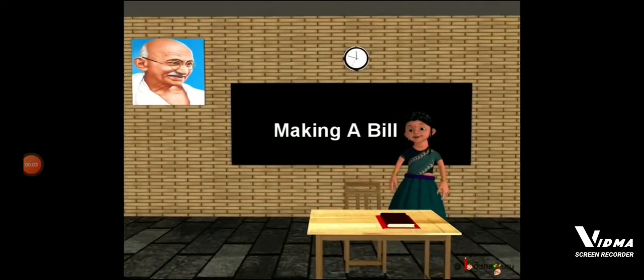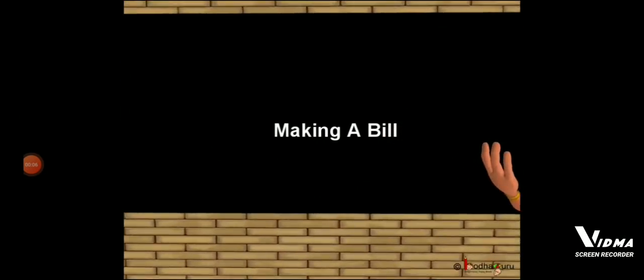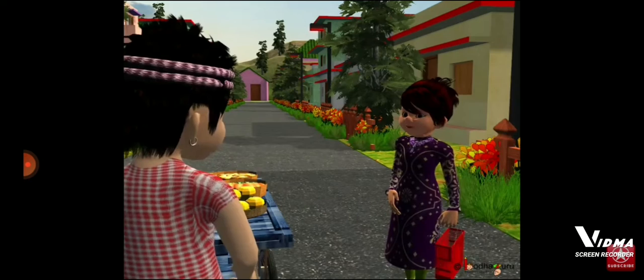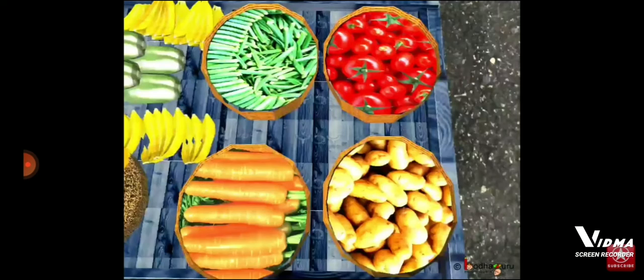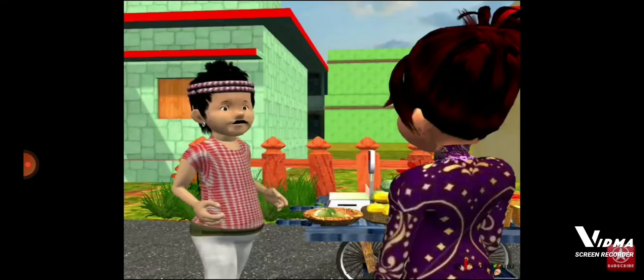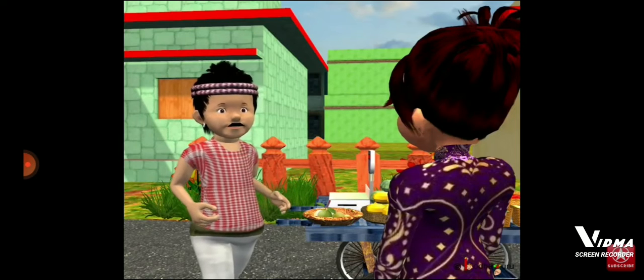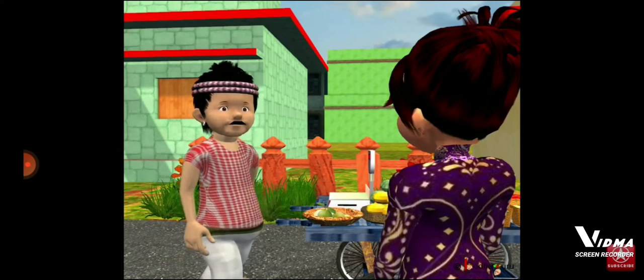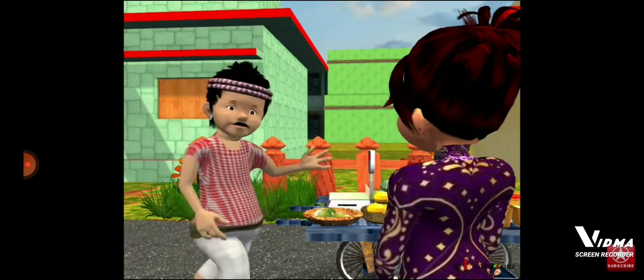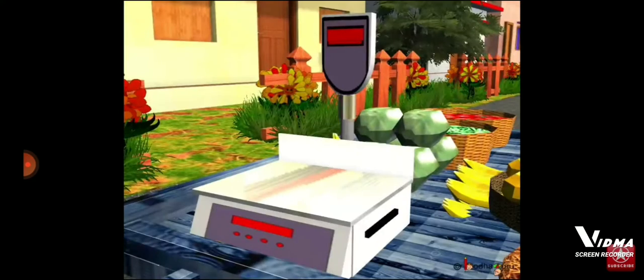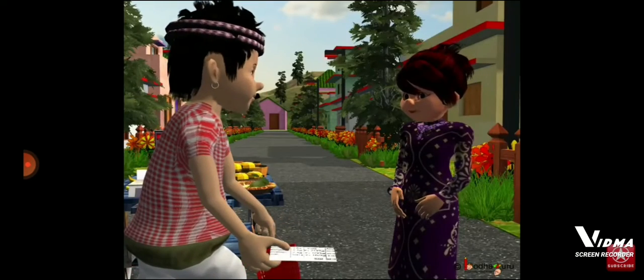Students, today we will learn about how we can make a bill or a rate chart. So let's start with how to make a bill. When we are making a bill of our purchasing, we have to find out the items we are purchasing: carrot, potato, tomato, what is the cost of potato, what is the cost of tomato. Then only we are having the bill with us.